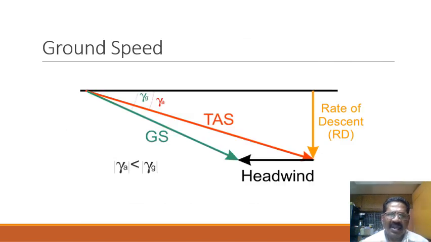The last slide talks about the ground speed, which is calculated by the true airspeed minus the headwind at the ground level, and that's the ground speed.